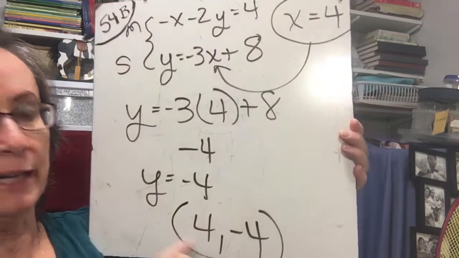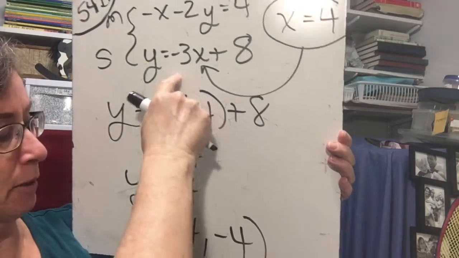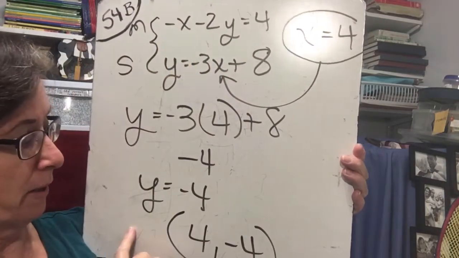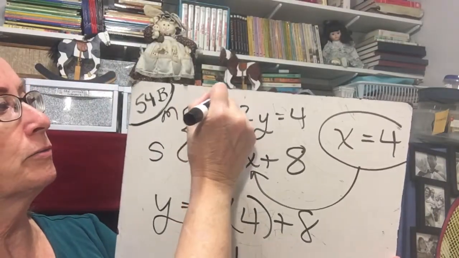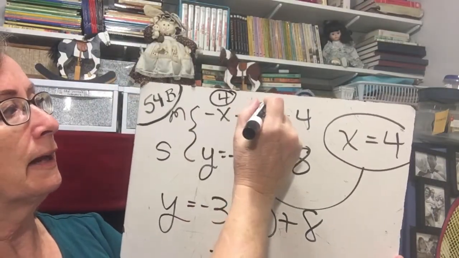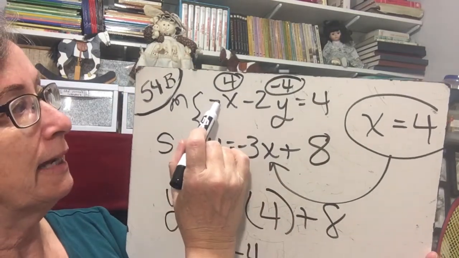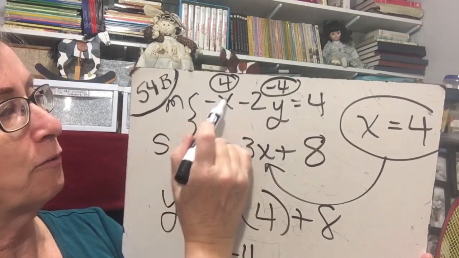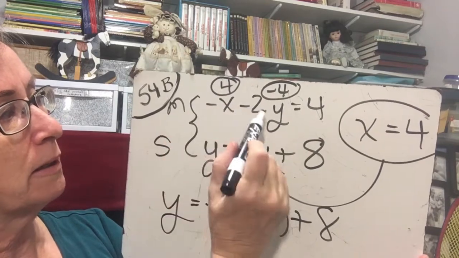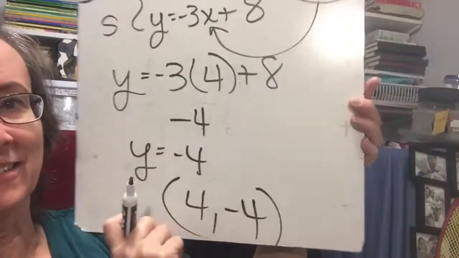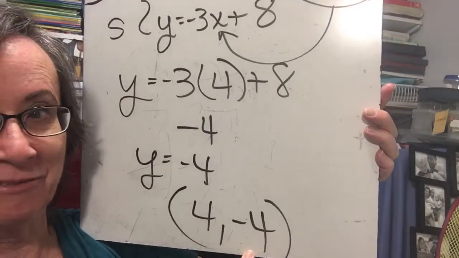Now, we already checked this in our sub-equation, but let's go and check it in our main equation up here. So 4, negative 4. Let's just check to make sure. Negative 1 times a 4 is a negative 4, plus 8 is 4, and it checks. So our solution is 4, negative 4.